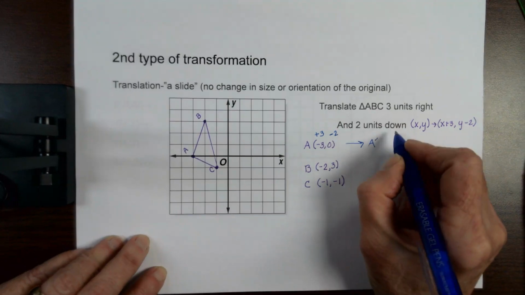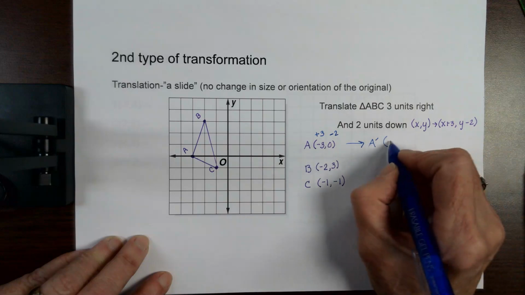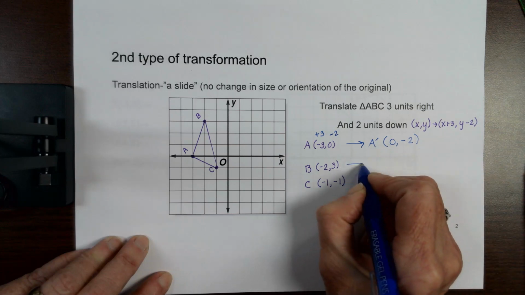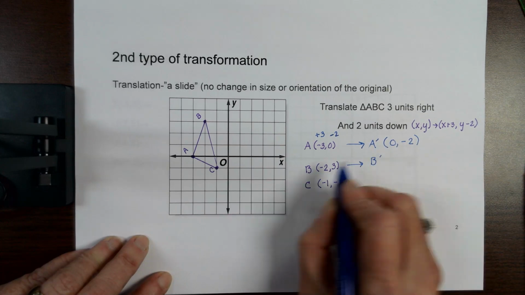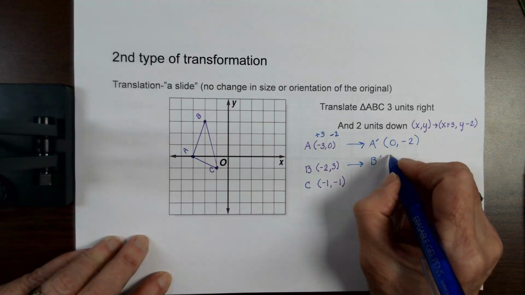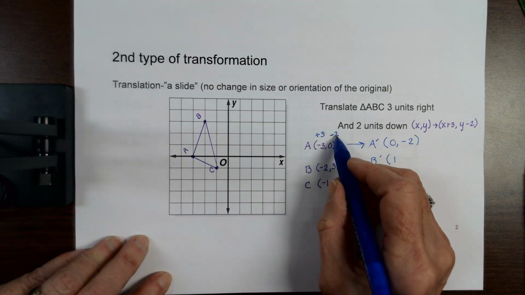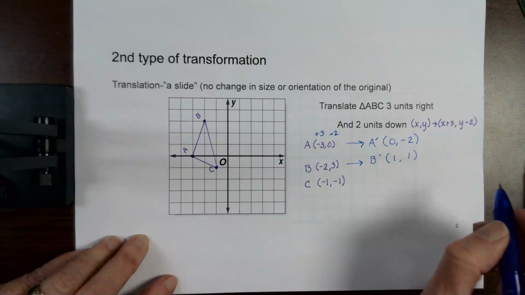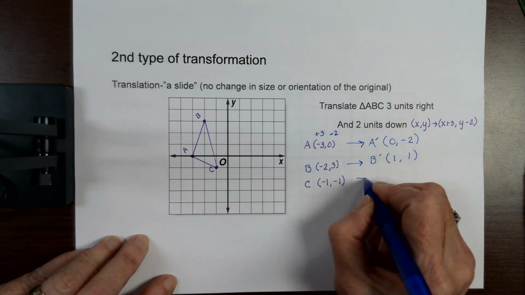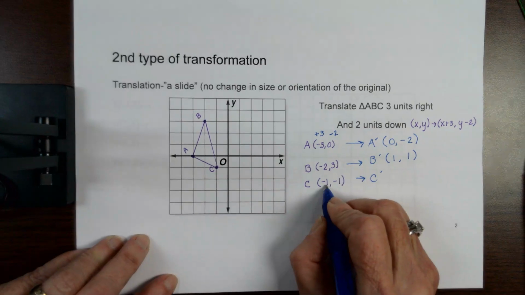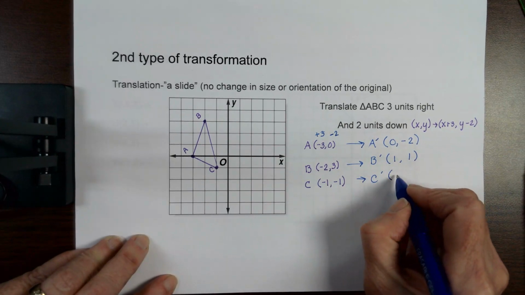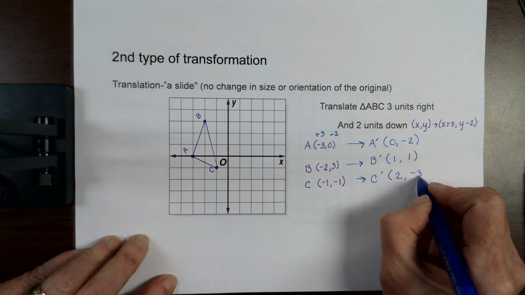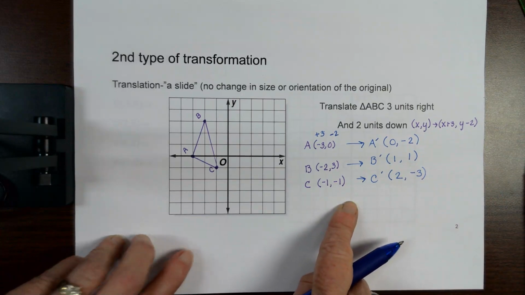So a prime, when I add 3 to the -3, I get 0. So I have a new point of 0, -2. On b prime, when I add 3 to my -2, I get a +1. When I add -2 to a 3, I get a +1 as well. This one, c prime, I'm going to take the -1 plus 3. It's going to give me a +2. -1 plus -2 is going to give me a -3. Then I just graph those.